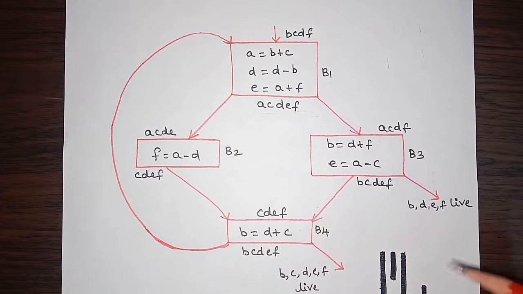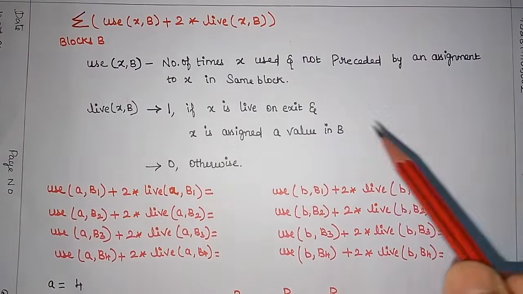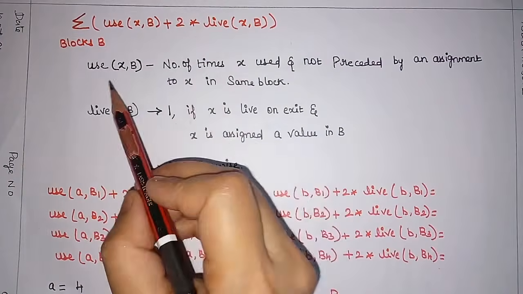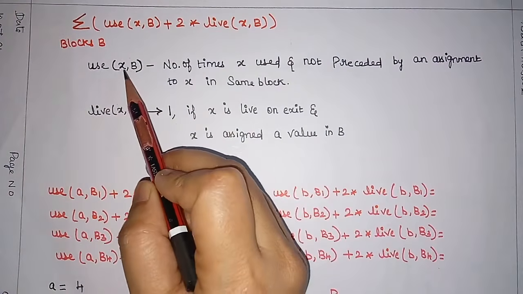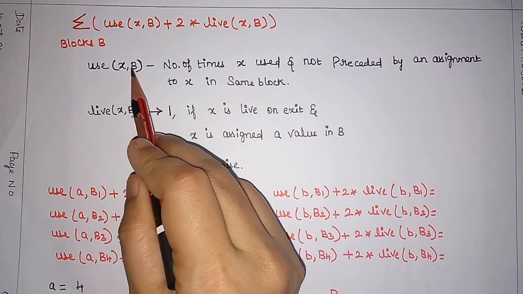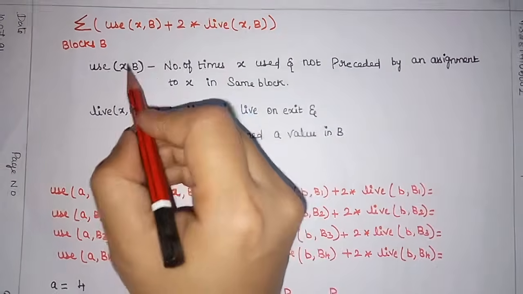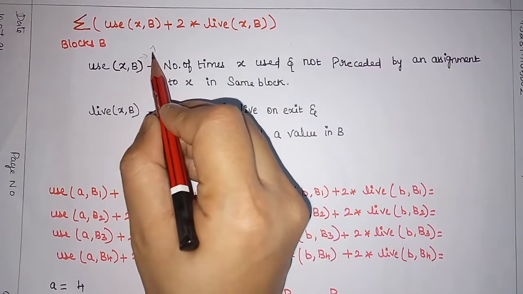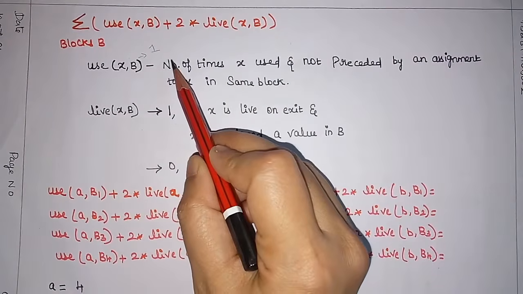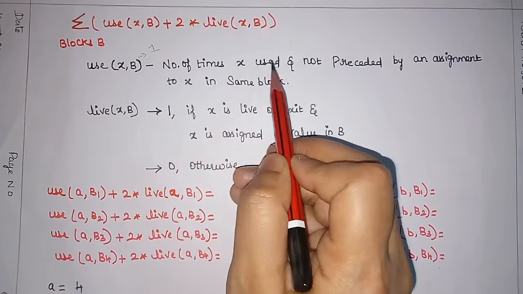Now based on this, we are going to count the cost of these statements. For calculating the cost, as I mentioned, we have this formula, and here use(x, B). When we are determining use(x, B), we have to set the value as 1 when it satisfies this condition. That is, we are going to calculate the number of times x is used.